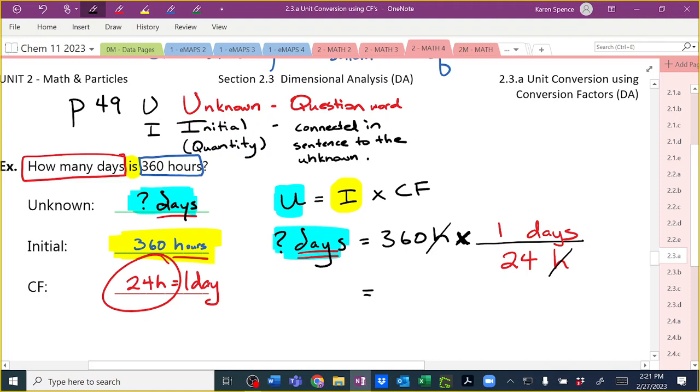And you are left with 360 times 1. When you're typing it into your calculator, do you need to type times 1? No, because 360 times 1 is just 360, but you do need to type divided by 24. And that gives us 15, and the unit that is left is the days.